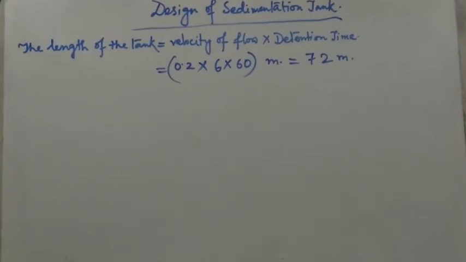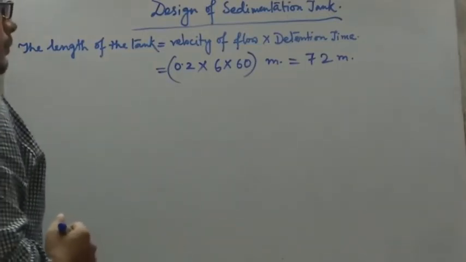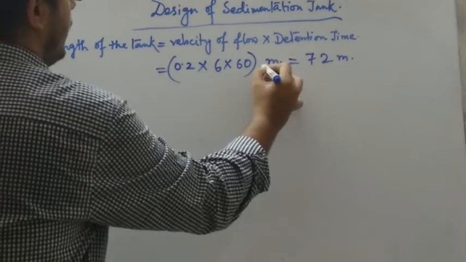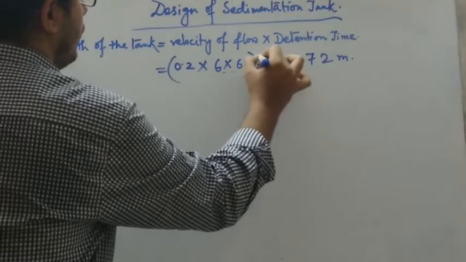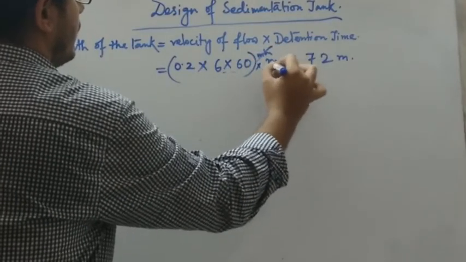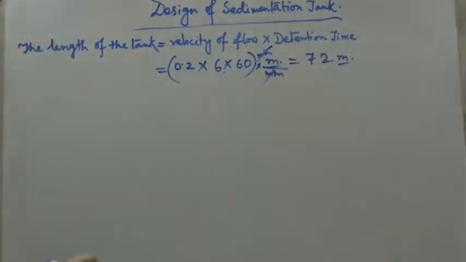Now we have to calculate also the cross-sectional area of the tank. Here actually meter per minute into minute, then this unit is meter. Now we have to calculate the cross-sectional area of the tank.